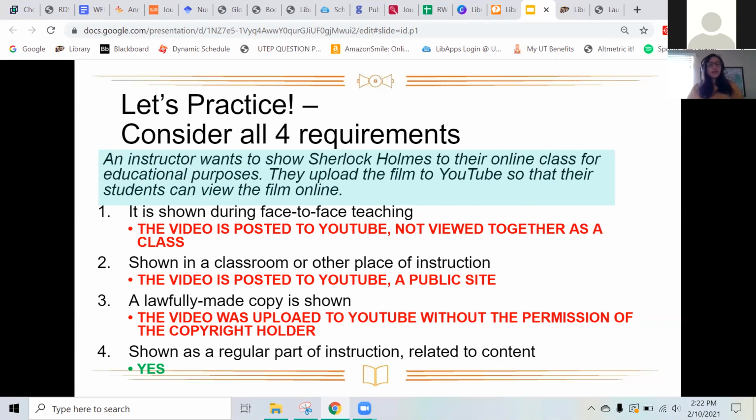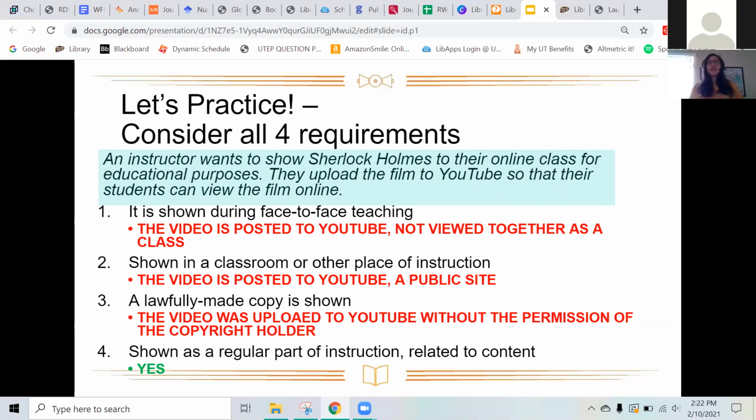So no, it's not meeting that requirement. So third, a lawfully made copy has to be shown. What this has meant is that if an educator was going to show Sherlock Holmes, they'd have to bring in their DVD or their Blu-ray copy that they purchased legally, and they'd have to show that one.